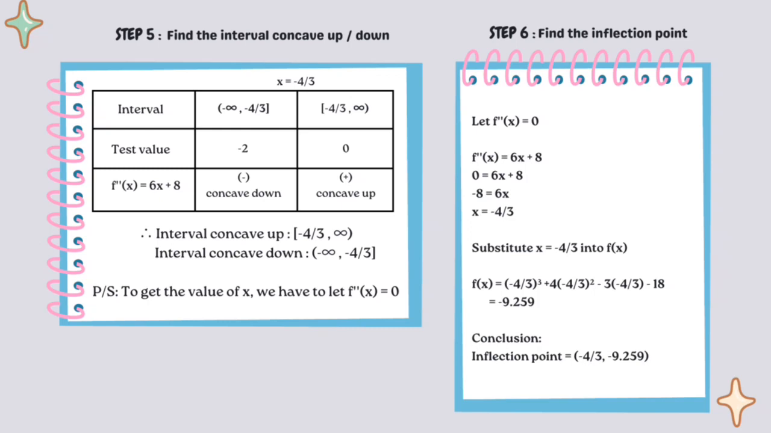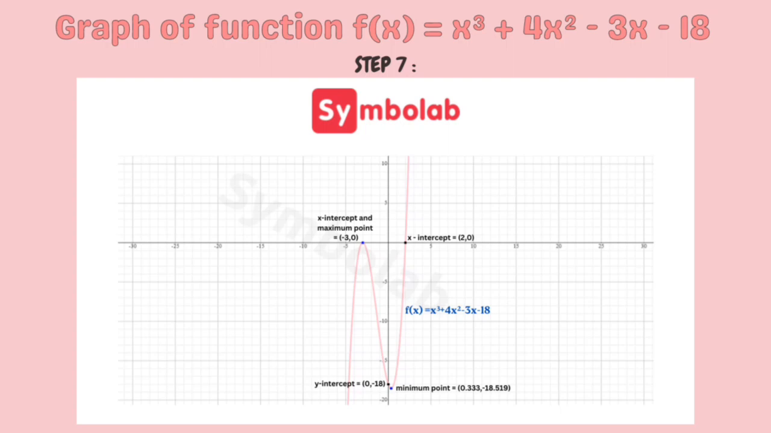After that, we will substitute -4/3 into the real function, which is 3x to the power of 3 plus 4x to the power of 2 minus 3x minus 18. And then after we substitute the -4/3, we get -9.259. So the conclusion is the inflection point is -4/3, -9.259.